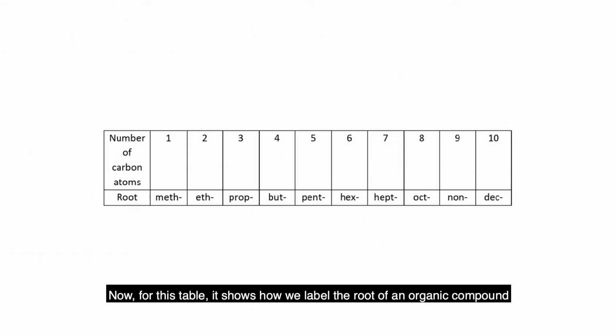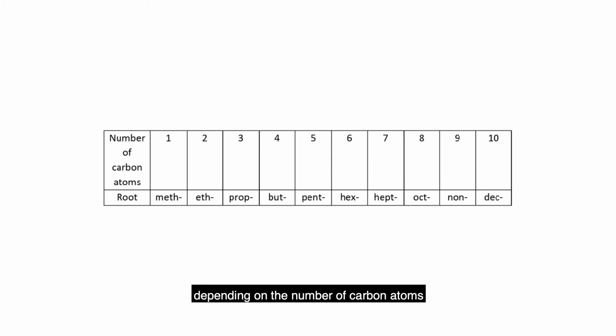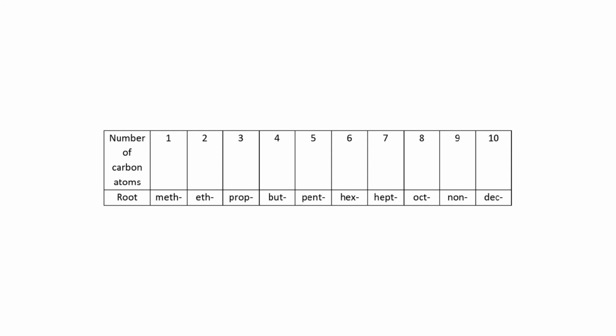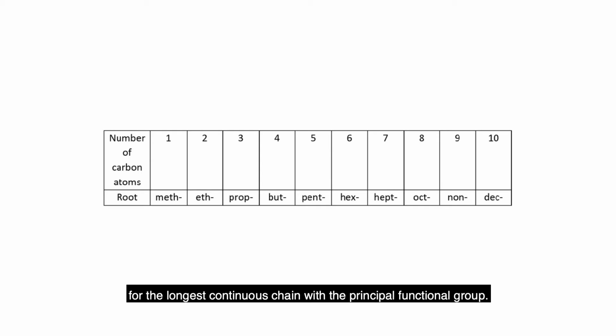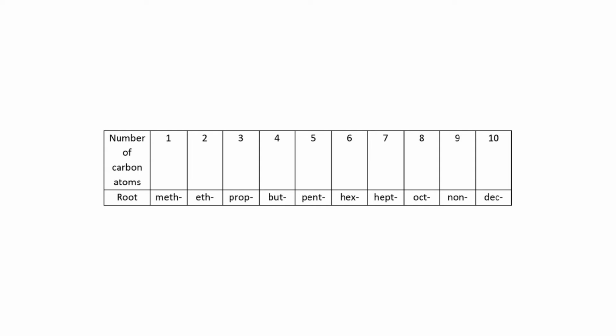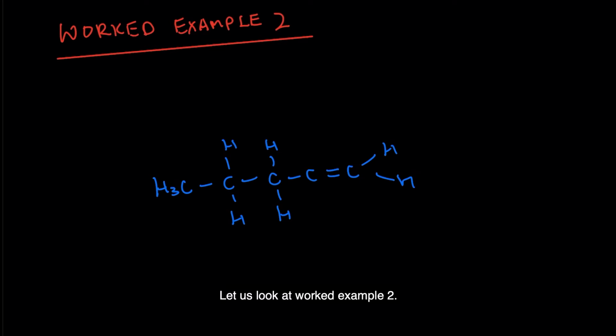Now for this table, it shows how we label the roots of an organic compound depending on the number of carbon atoms for the longest continuous chain with the principal functional group. Let us look at work example 2. For unsaturated hydrocarbon with C=C double bond, the position of the double bond is denoted by the lowest possible carbon number. So depending on how we label the carbon atoms, the position of the alkene can be either C1 or C5.